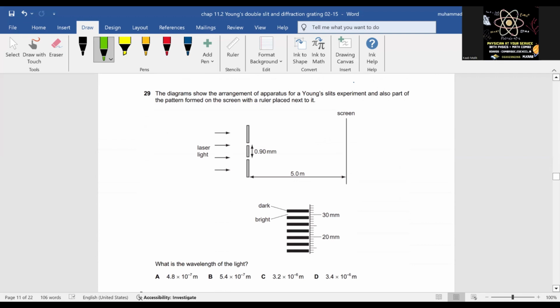The diagram shows the arrangement of apparatus for Young's slit experiment and also part of the pattern formed on the screen with a ruler placed next to it. What is the wavelength of the light?